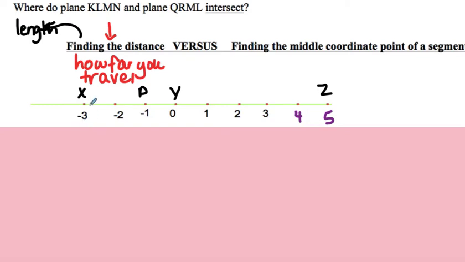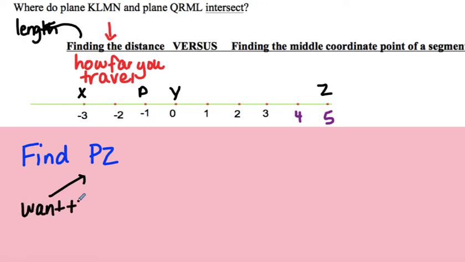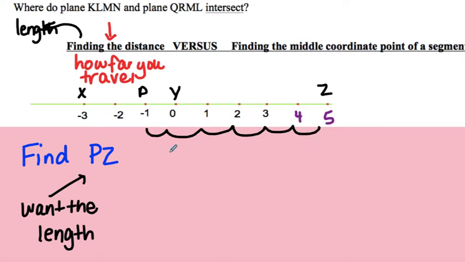All right, so if I asked you to find PZ. Remember, if I don't write a symbol above it, that means I want the length. I want the length, okay? I want you to calculate the length any which way you want. Some of you have done that, and some of you might have just counted 1, 2, 3, 4, 5, 6. And that is one way to do it. But I want you to think about the numbers 5 and -1 and how they relate to the number 6.